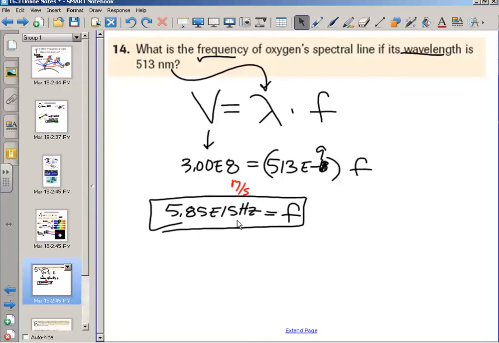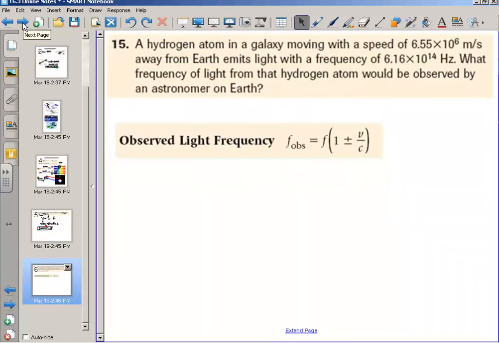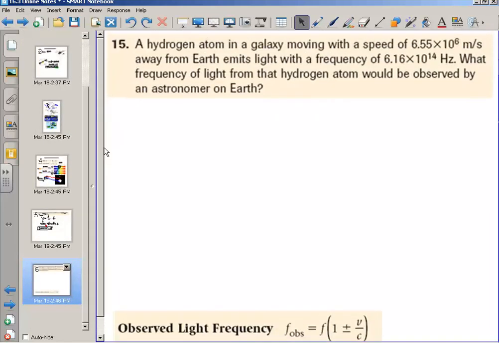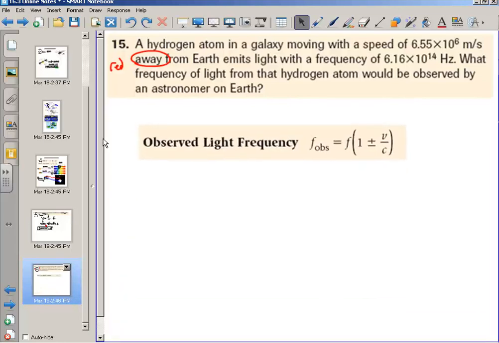Number 15, the next example. This deals with the Doppler shift. It says a hydrogen atom in a galaxy moving with this speed away. That's important. It's moving away from us, so it gets redshifted. It emits a light with this frequency. What frequency of light from that hydrogen would be observed by an astronomer on Earth? I just pulled this equation from my other slide, and I'm going to plug everything in here. So we're looking for what frequency is observed.